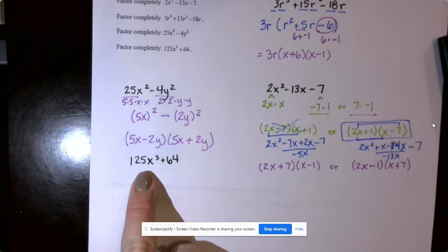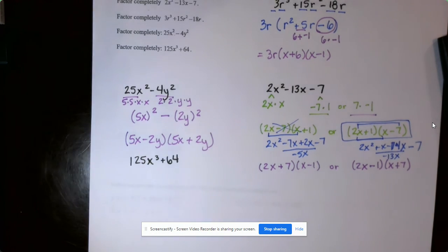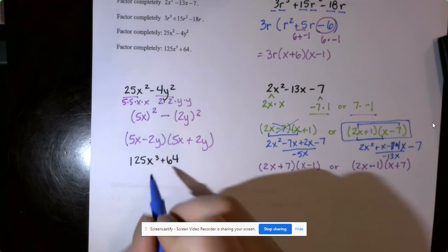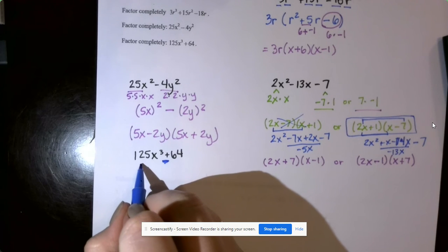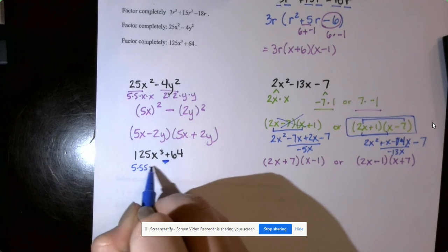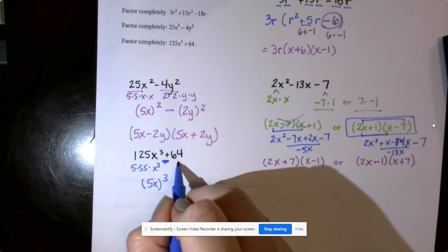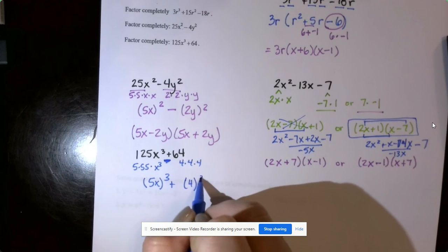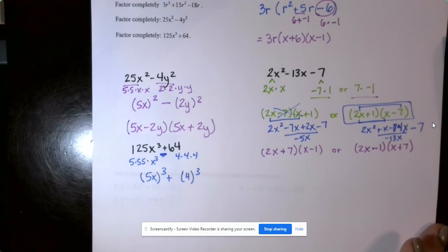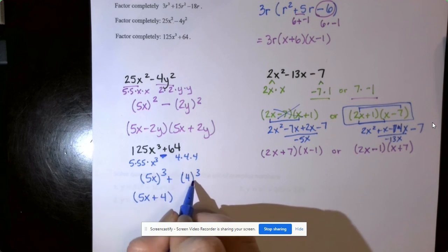Now notice there is a special case for cubes. There's actually a difference of two cubes and the sum of two cubes. Here we're dealing with the sum of two cubes. This is 5 times 5 times 5 and an x cubed, so really it's a 5x cubed. This is 4 times 4 times 4, so it's being added to a 4 cubed. And our special pattern here is to do a plus b, so 5x plus 4.